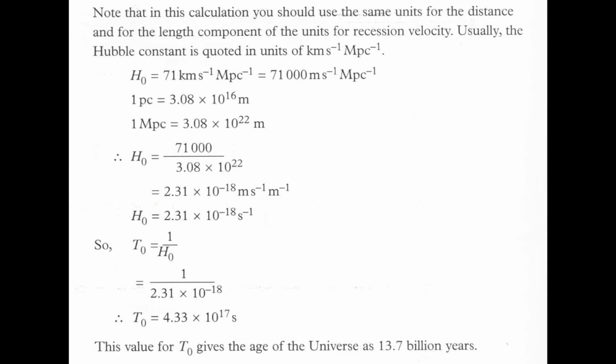This next calculation uses Hubble's constant. From this simple calculation, we found out that the age of the universe is around 13.7 billion years.